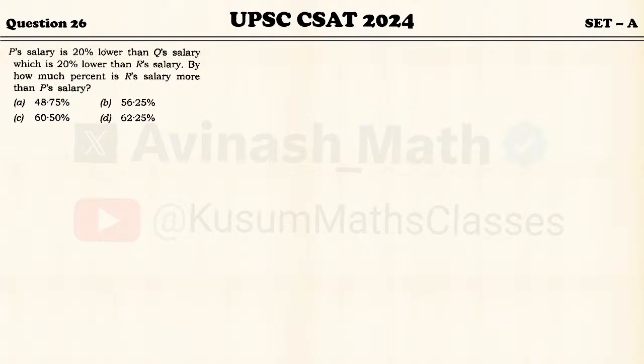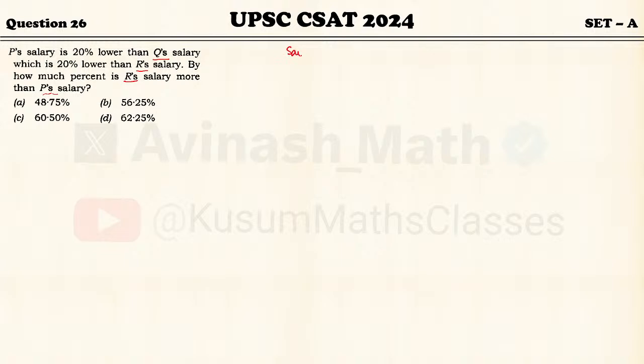P's salary is 20% lower than Q's salary, right? Which is 20% lower than R's salary. Clear, no? How much percent is R's salary more than P's salary? So P's salary is 20% lower than Q's salary, and Q's salary is 20% lower than R's salary. So the question is asking for the percentage difference between R's salary and P's salary, right?